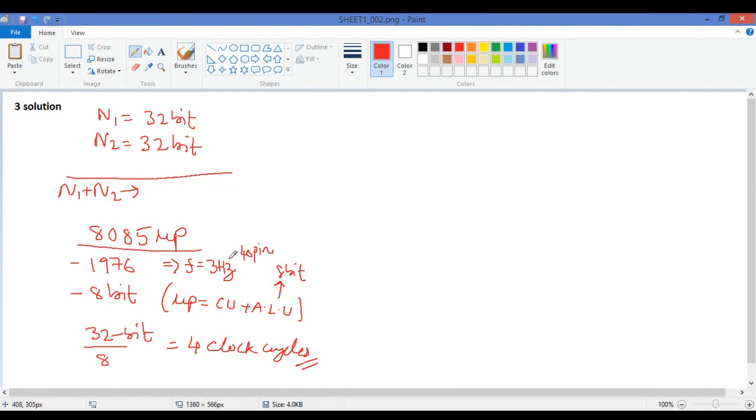This is extra information. In any microprocessor you should know when it was invented, the size of its ALU, its frequency, how many pins it has, and the number of address lines and data lines. That is also important. The number of address lines in 8085 is 16 and data lines are only 8. So we solved this first problem. Hope all of you have understood. How many clock cycles? 4 clock cycles.